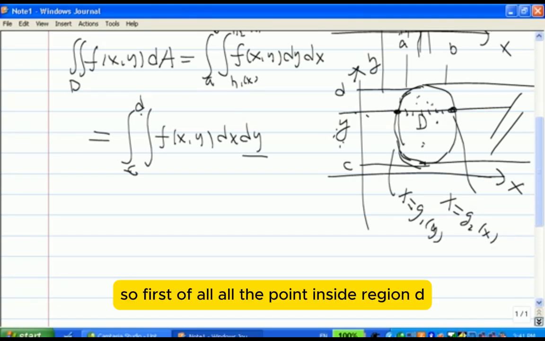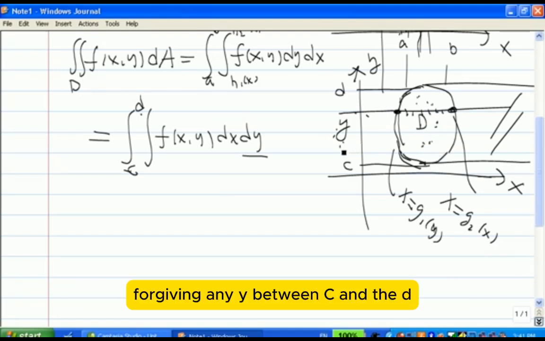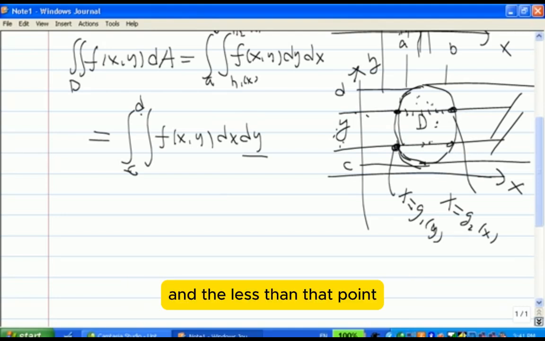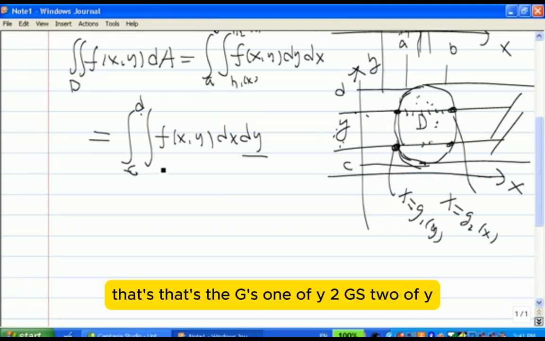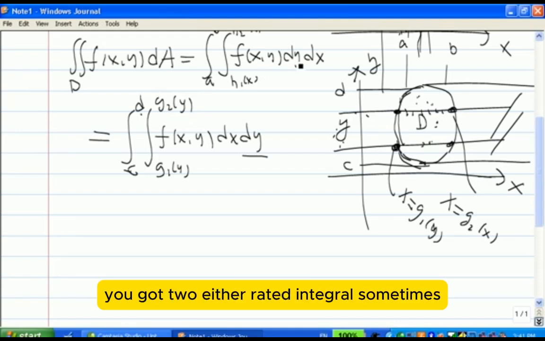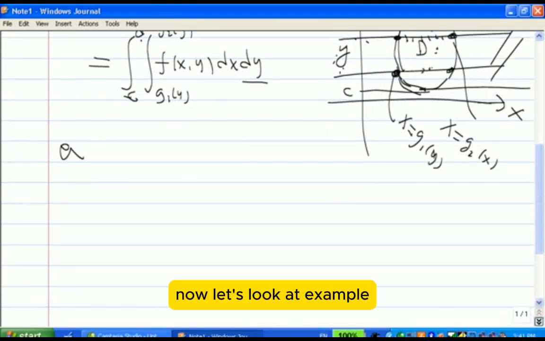So first of all, the points inside of region D, their y coordinates are bigger than c and less than d. For any given y between c and d, your x must be bigger than this point and less than that point. That's g1 of y to g2 of y. Okay, again, you have two iterated integrals. Sometimes one is easier to integrate than the other.